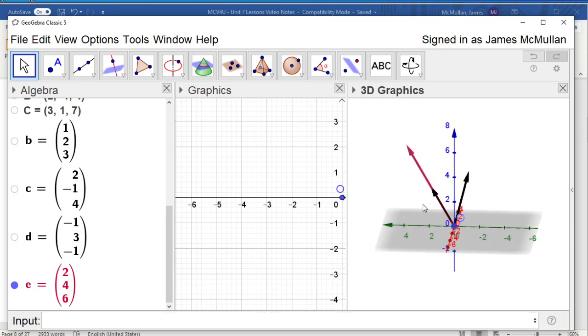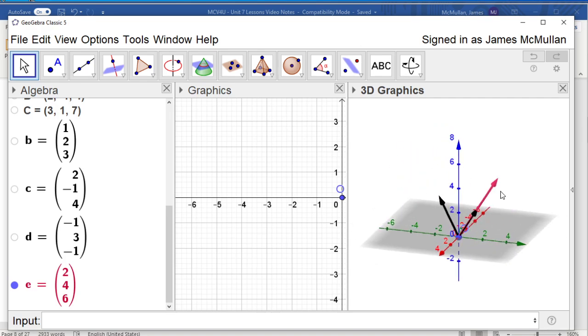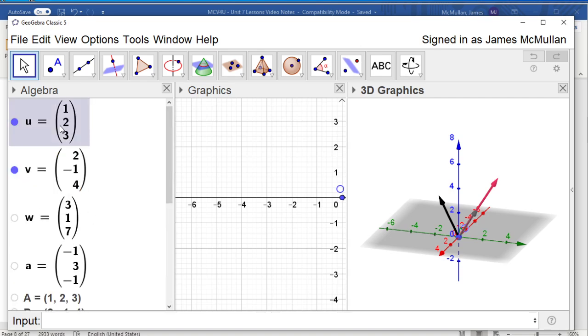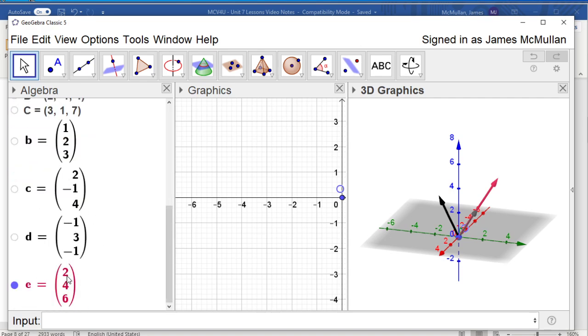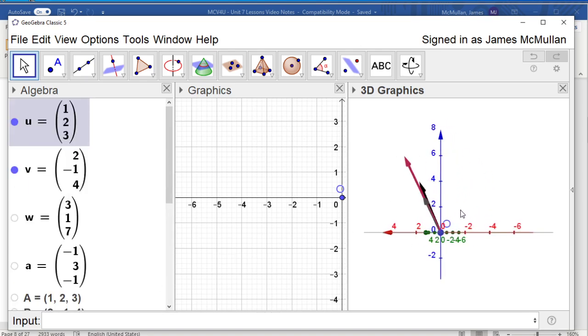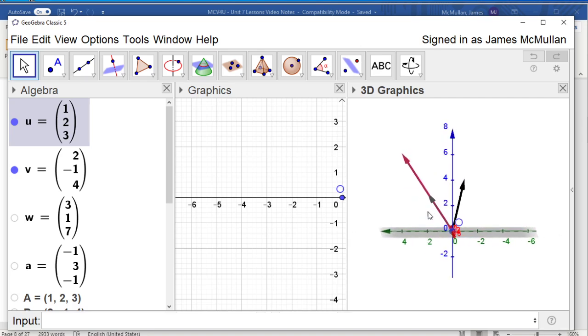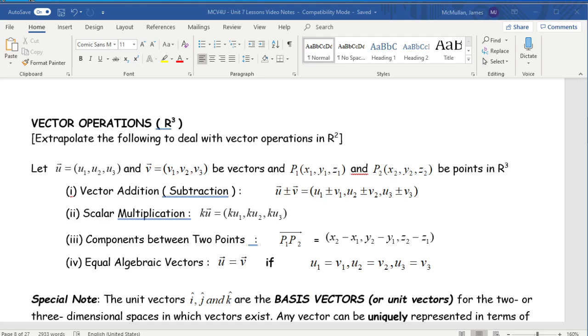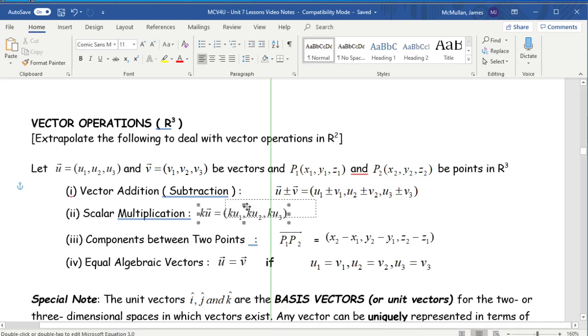Okay. The red vector here is just 2u. I took u and doubled each component, 2, 4, 6 instead of 1, 2, 3, and it's pointing in the same direction, it's just twice as long. Okay, and that's all. And how did I do that? Again, all I'm doing is just taking each component and doubling them, no problem.